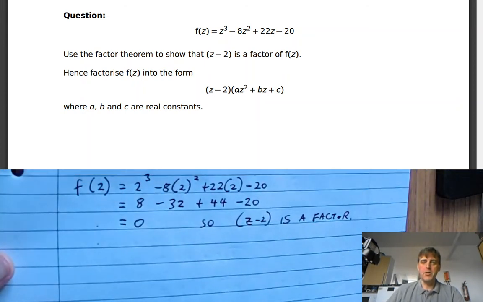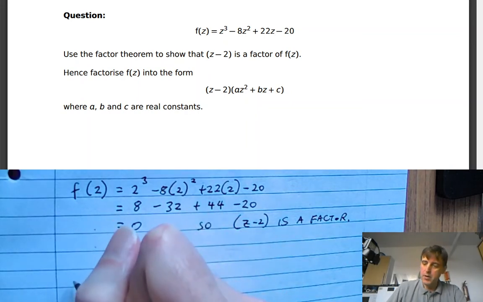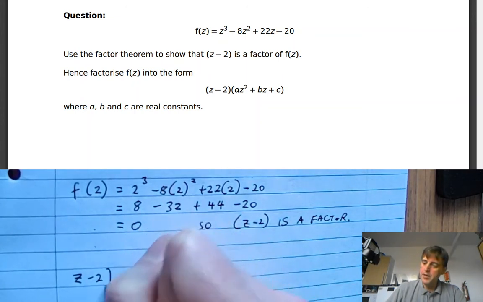Let me just try and arrange that on the screen so you can see it. Okay, there we go. Then we have to factorize it so we get that z minus 2 factor out. There's a couple of ways of doing this. I'm going to go through the method which I think the textbook uses, which is algebraic division. So let's set it out a bit like this. This is how I set it out.